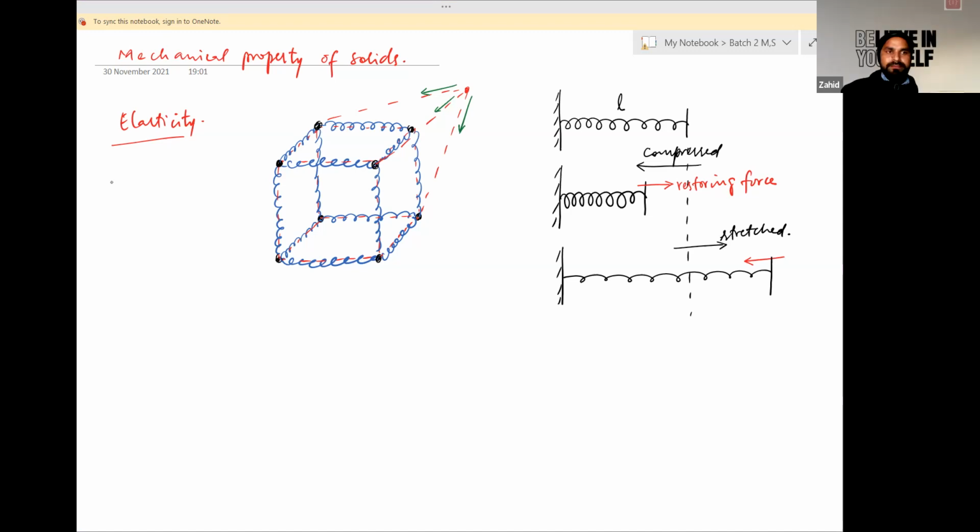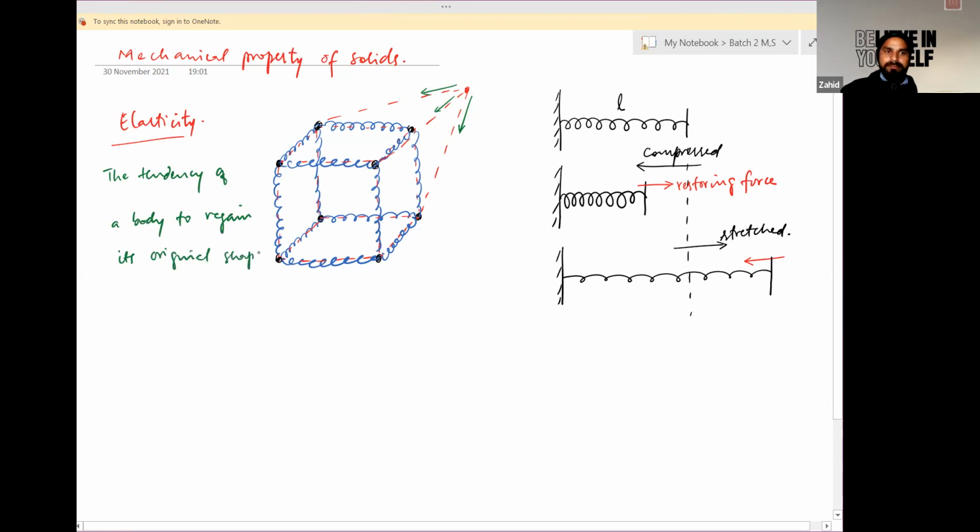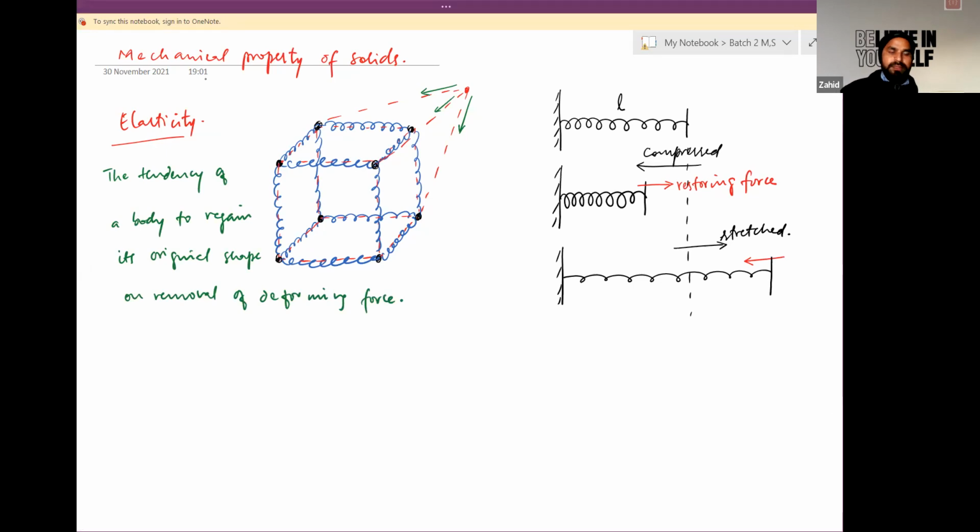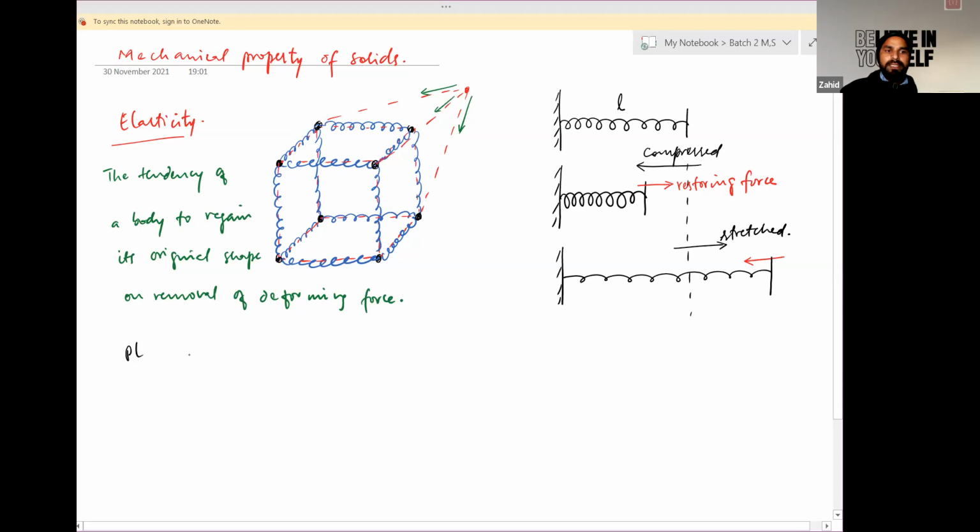So elasticity is the tendency of a body to regain its original shape on removal of deforming force. There is one more property related to this, or opposite to this, which is called plasticity.